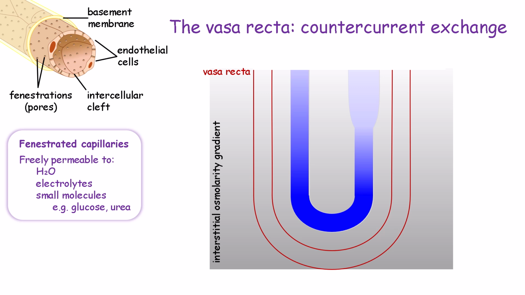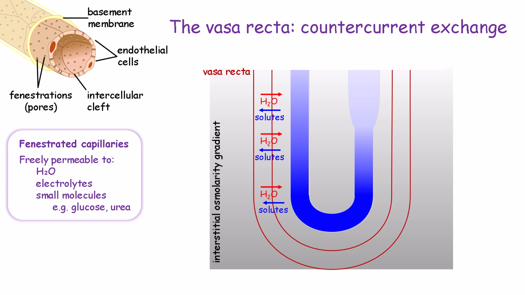As blood enters and flows down the vasa recta, it encounters the hyperosmotic environment of the medullary interstitium. This high osmolarity draws water out of the blood by osmosis, while allowing solutes such as sodium, chloride and urea to diffuse into the blood. As a result, by the time the blood reaches the hairpin turn at the bottom of the loop of Henle, it has absorbed a significant amount of solute from the interstitium.